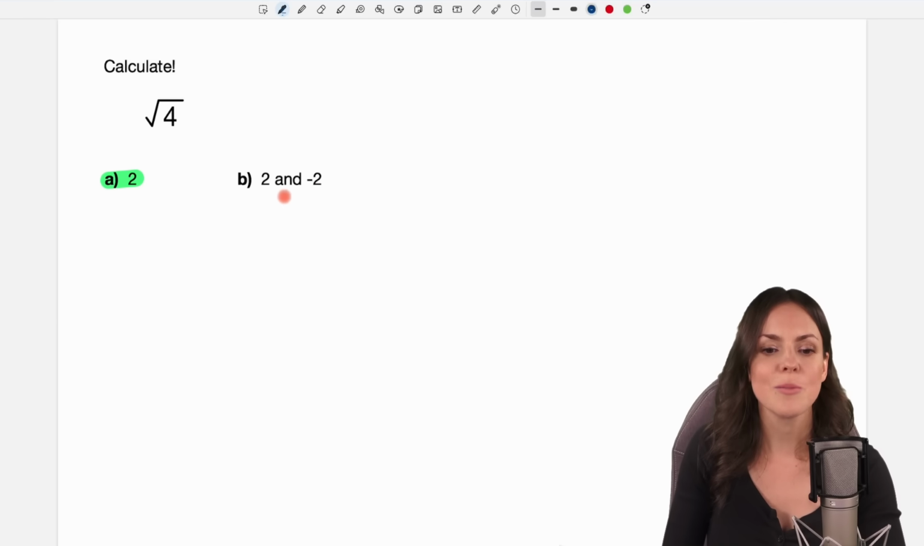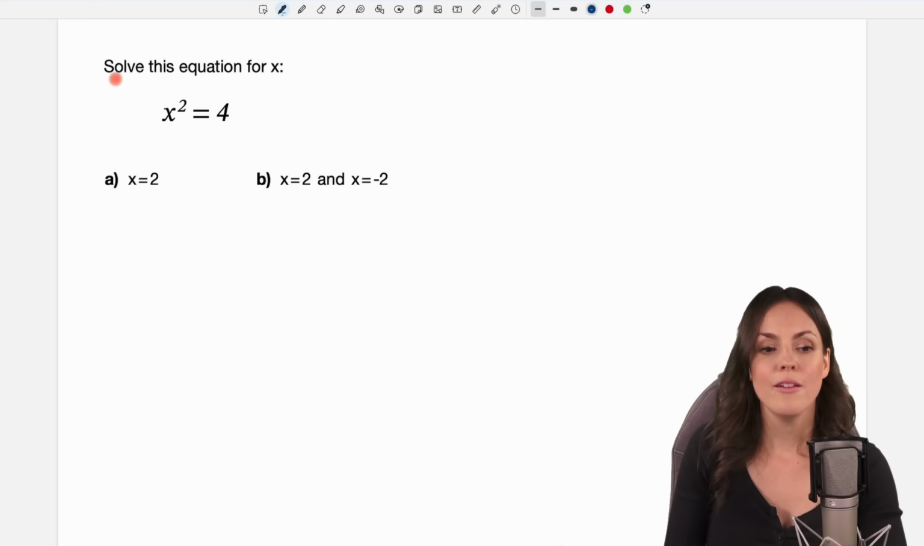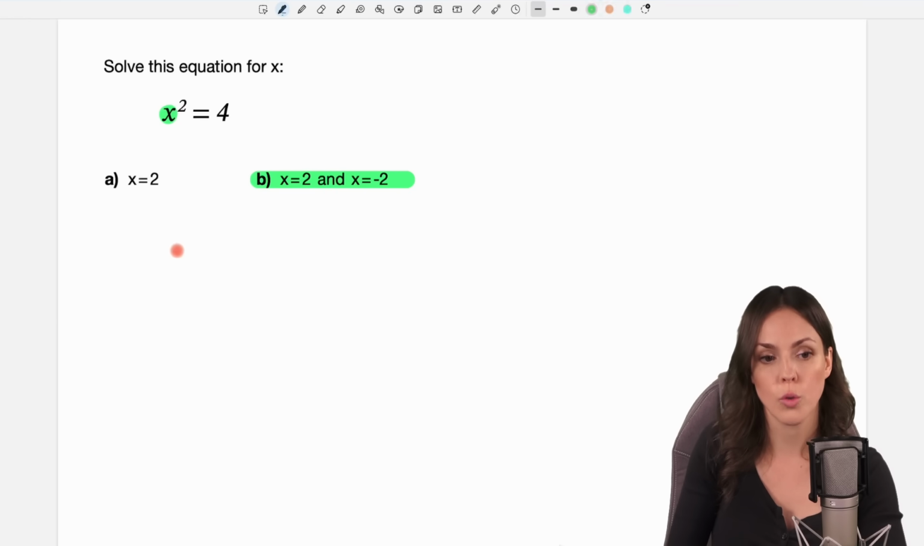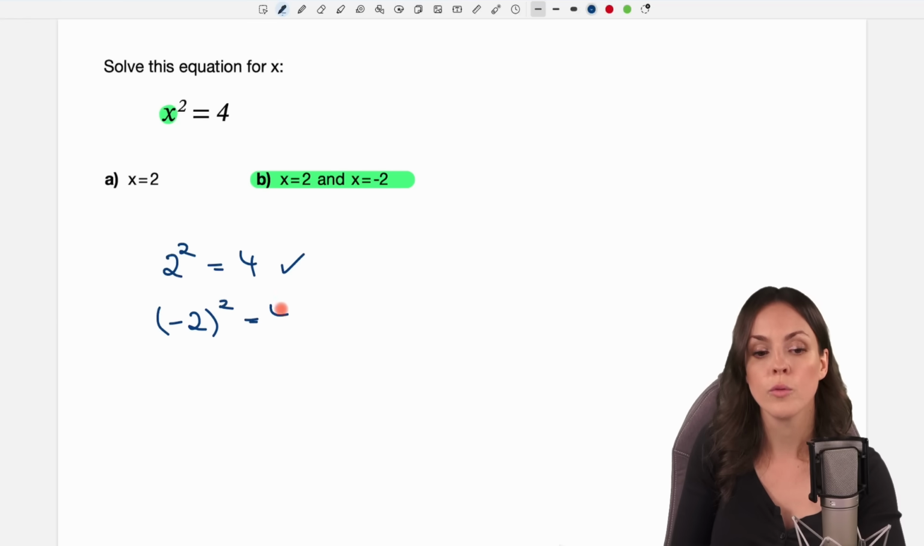But where does this mistake then come from, that people say if you take the square root of a number, you get a positive and a negative result? Well, that comes from the following. If you want to solve an equation for x, let's say you have x squared equals 4, then you have two results. You have 2 and negative 2, because 2 squared equals 4, yes, but also negative 2 squared equals 4. So if you want to solve a quadratic equation, you get two results.